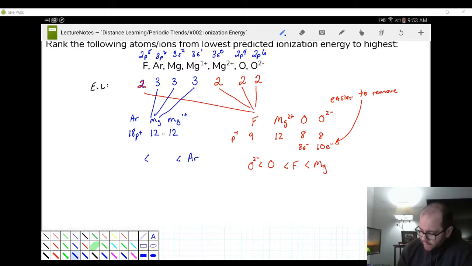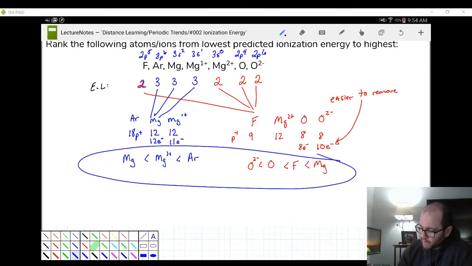Now both of those have the same number of protons, so we're going to look at the number of electrons. I have 12 electrons in the magnesium atom. I only have 11 electrons in the magnesium 1+ cation, which means that there's going to be more repulsion in the magnesium atom and less repulsion in the magnesium ion. Less repulsion means that the attractive force is going to have a greater effect, and it's going to make it harder to remove one of those electrons, making this here my final ranking.